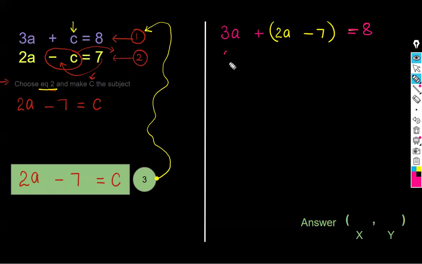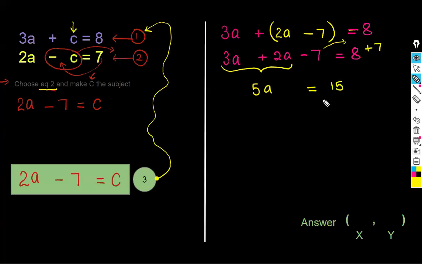Right? So you get 3A here, every one inside. There's nothing to multiply with on the outside. Let's solve for A. 3A plus 2A is 5A. Throw across minus 7, you'll get positive 7. So you'll get 15. So that means A is 3.